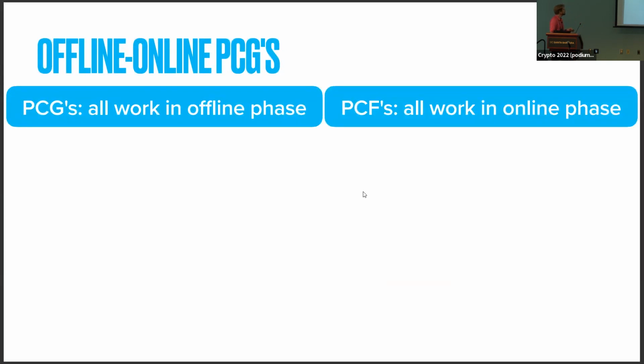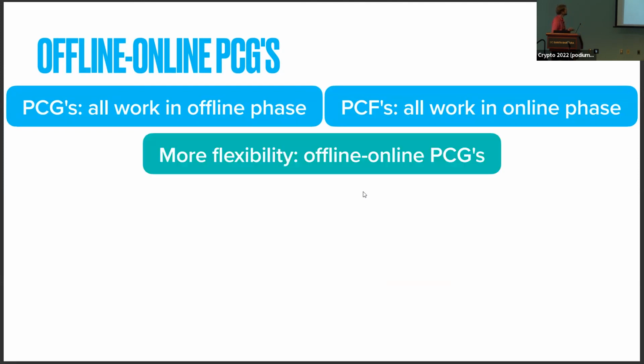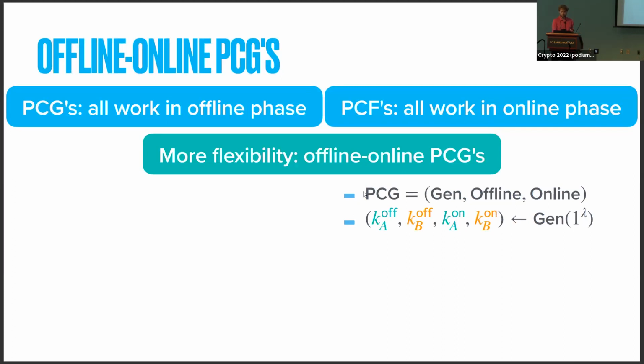On the other hand, with pseudorandom correlation functions, all the work is essentially done in the online phase. And this can be a bit of an expensive step. We share these keys at the start, but every time we need a new correlation, we have to run this eval operation. So in this work, we propose what we call offline-online PCGs, which are a more flexible intermediate point between these two objects. So how would this work now? Let's say we have offline and online keys.